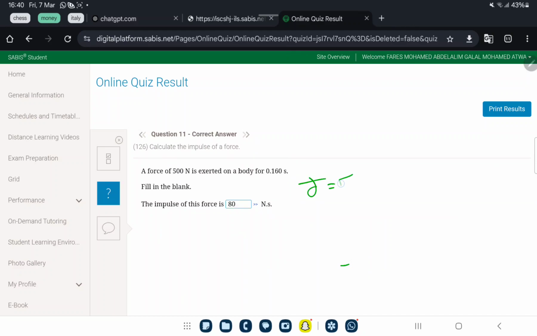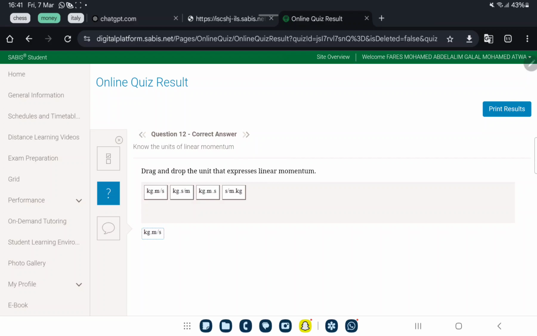Impulse J equals Ft. F is 500 times t, 0.16. Put it in your calculator. You get x is 80, or J, or whatever you want to call it. Here they're asking for the unit for linear momentum. Don't need anything. Mass times v, mass is in kilograms, times velocity in meters per second. Kilograms times meter per second.